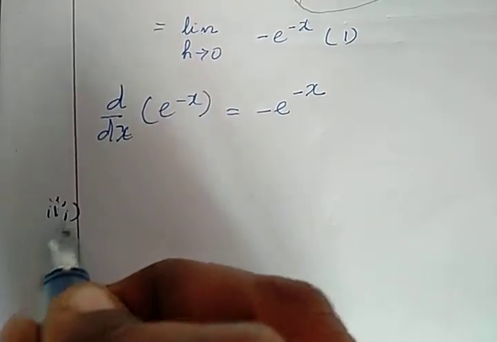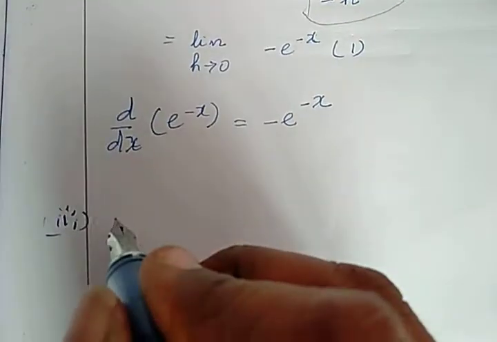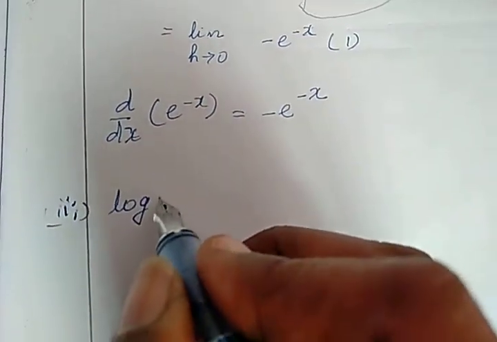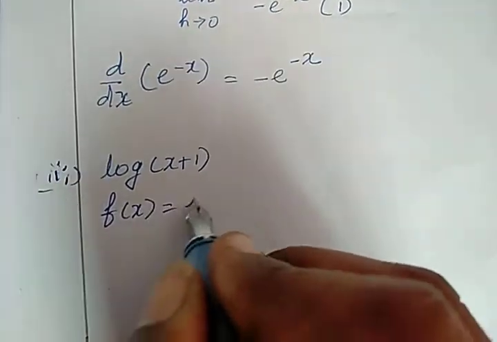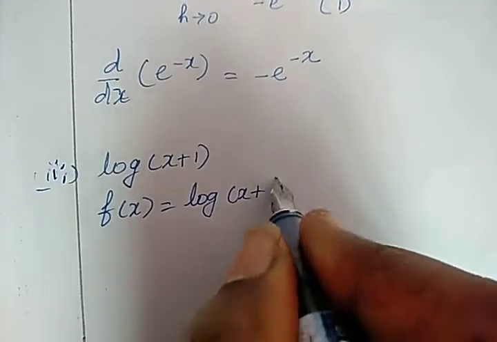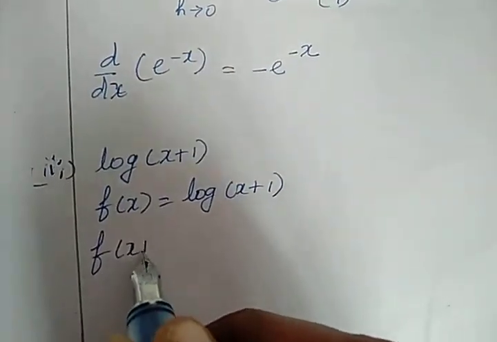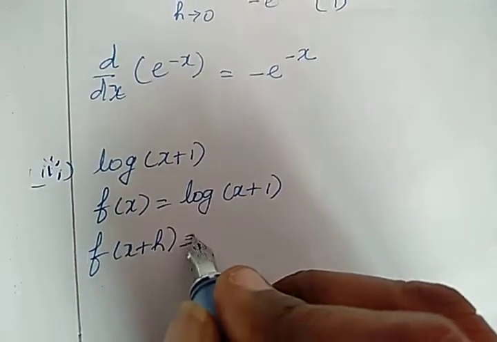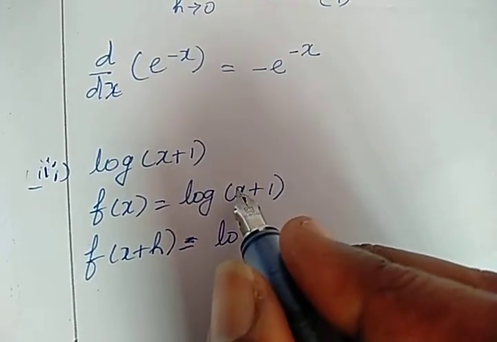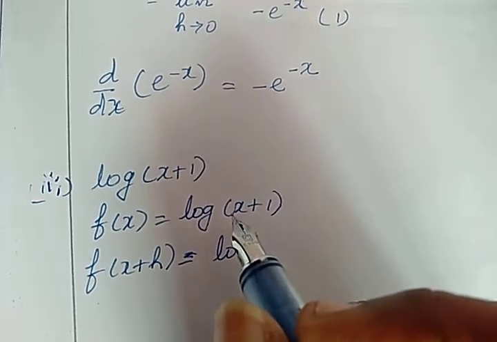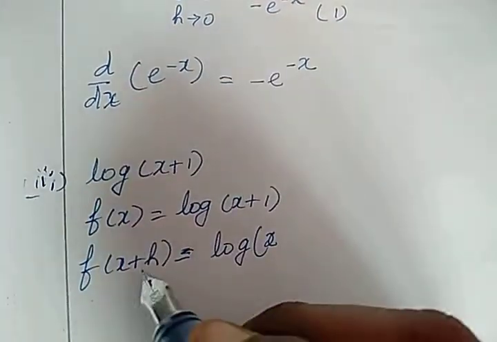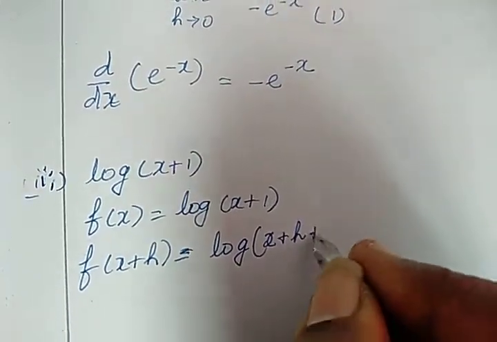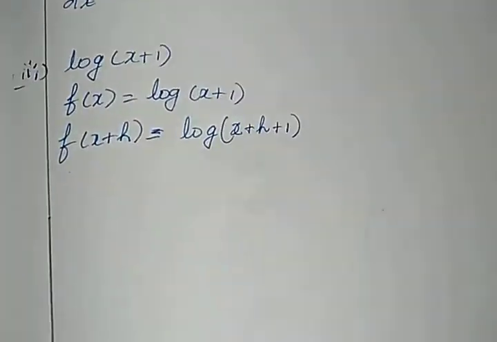Sum number 3. Sum number 3 is log x plus 1. So f of x is log x plus 1. f of x plus h is, instead of x we will be substituting x plus h. So what will we get? Log x, instead of x we have to substitute x plus h, log x plus h plus 1. Clear? Now write the formula.